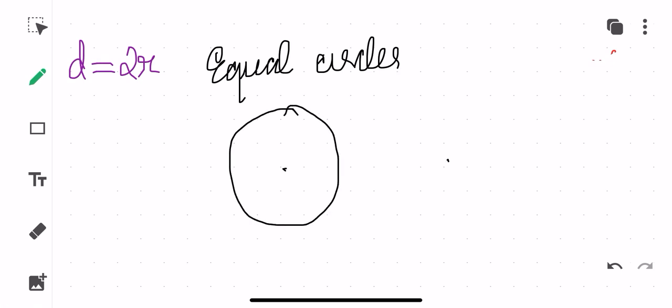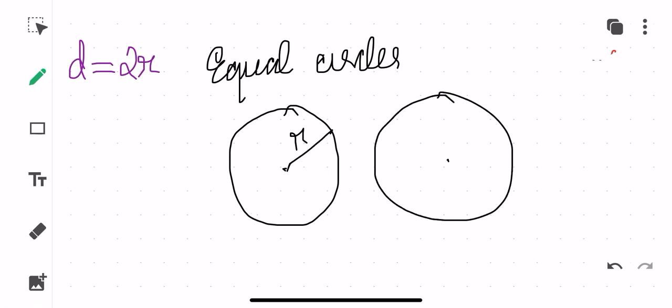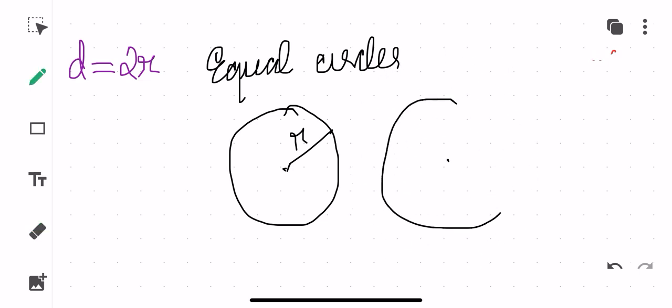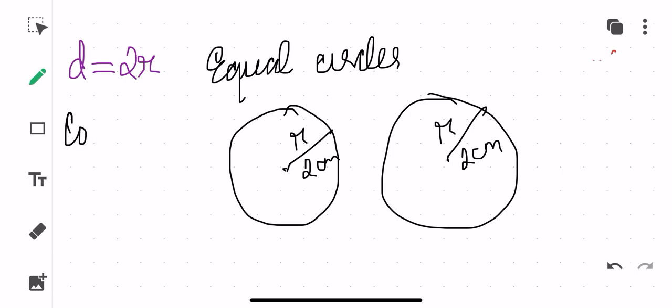Suppose the radius of this is equal to r, and the radius of this is also equal to r. Of course this circle looks pretty big in the drawing. So suppose the radius here is 2 centimeters and here also the radius is 2 centimeters, then these two circles are called equal circles. Equal circles are also called congruent circles.